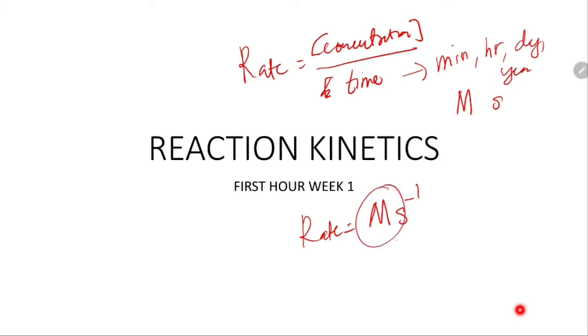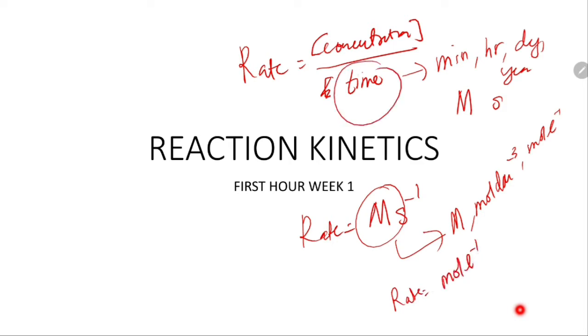The unit of concentration varies depending on the unit stated in the questions. It can be molar in capital M, or mole per dm cube, or mole per liter, and so on. If my concentration is mole per liter, then the unit for my rate of reaction is mole per liter, and since time is in the denominator, it becomes time to the power of -1. So if the unit for my time is day, it is per day.